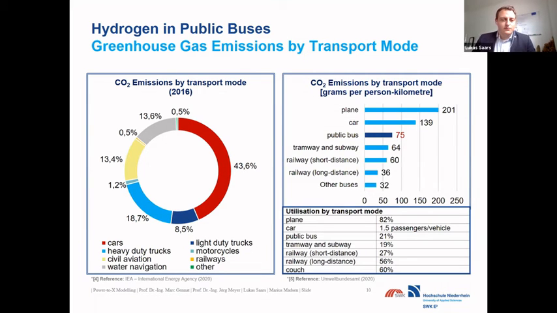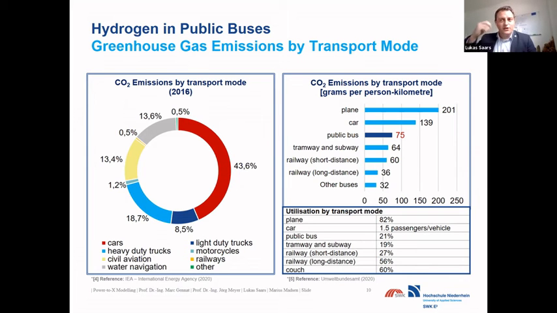And on the right, I put another graph. It's carbon dioxide emissions by transport mode per person kilometer. So yeah, in particular, since public buses are rarely used to capacity, like we can see in the table below, utilization by transport mode. Here's a plane with 82%, and a public bus was assumed with 21%. So they have high specific greenhouse gas emissions, and this and the fact that the use of hydrogen in vehicles can have potential range advantages and shorter refueling times are increasingly bringing hydrogen into the focus of local public transport providers.